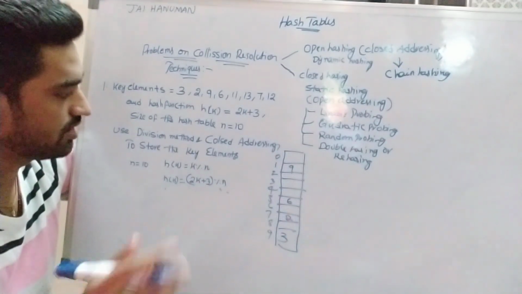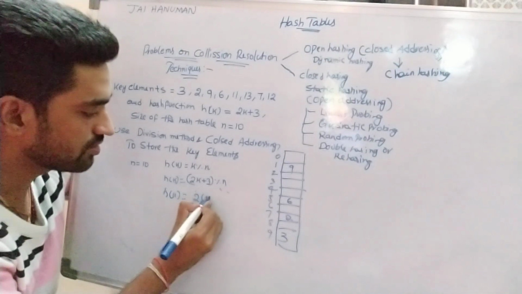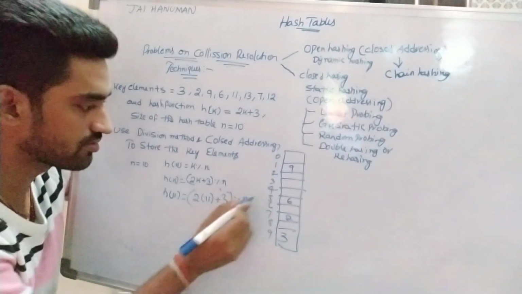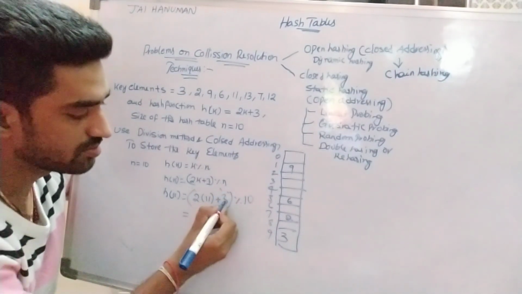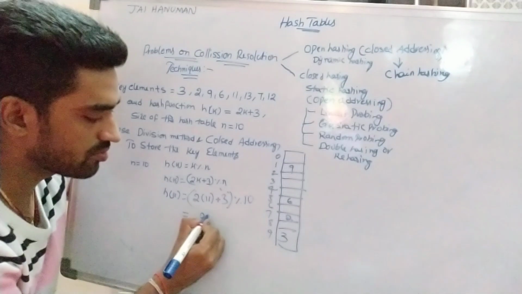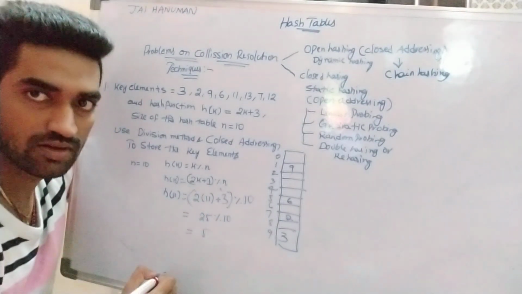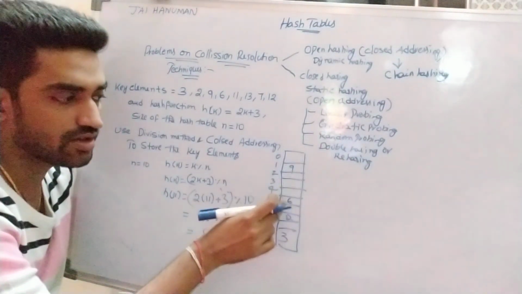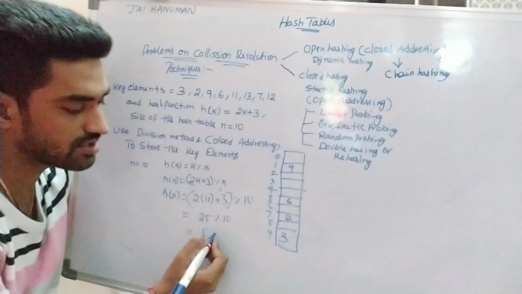So what is the next inserted key value? H of 11. So 2 into 11 plus 3 modulo division of n. Sorry, modulo division of n value is 10. 22 plus 3, 25 modulo division of 10. So what is the remainder value? 5. Right? So 5th position is not vacant position, already occupied by 6th key value. So that's why first collision is occurred.